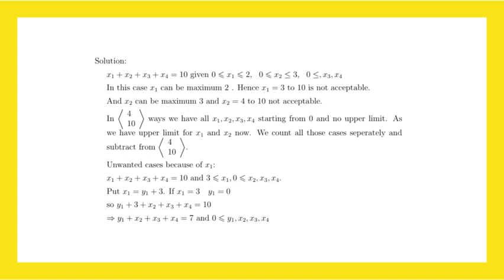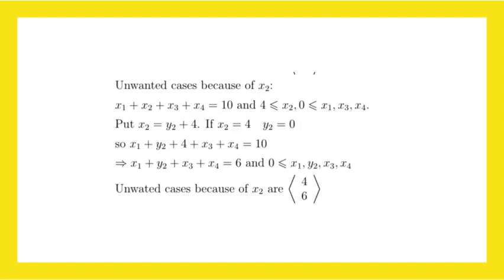Therefore, we will get y1 plus x2 plus x3 plus x4 is equal to 7, and all 4 variables y1, x2, x3 and x4 are greater than or equal to 0. Therefore the answer will be 4 elbow 7. Those are unwanted cases because of x1. Similarly, unwanted cases because of x2. This is only x1 and only x2.